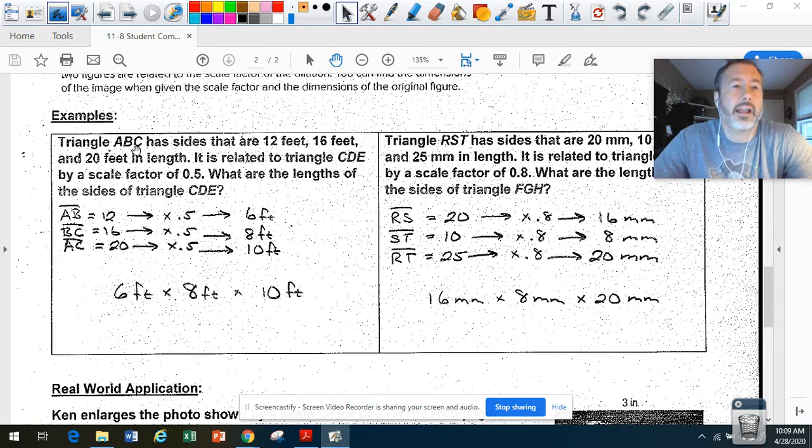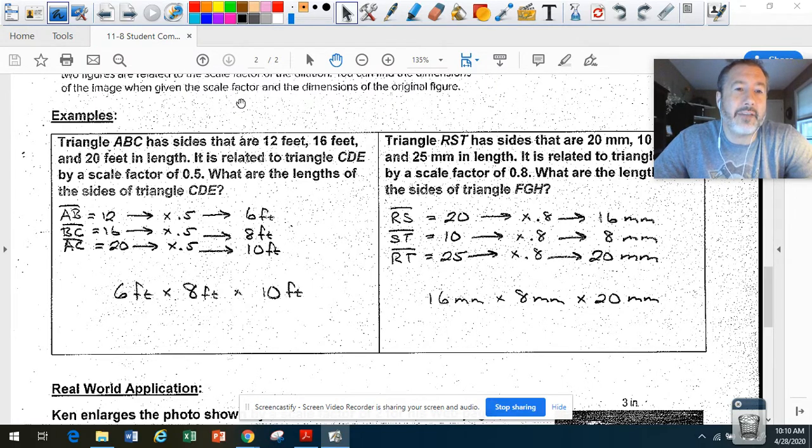It says triangle ABC has sides that are 12 feet, 16 feet, and 20 feet long. It is related to triangle CDE by a scale factor of 0.5. Okay, so are we getting bigger or smaller? Yes, we are getting smaller, because 0.5 is less than 1, but greater than 0. Find the lengths of the sides of triangle CDE. Now, so you understand, okay?